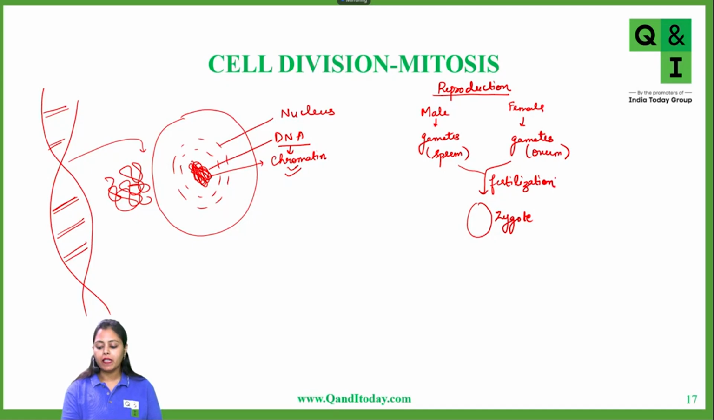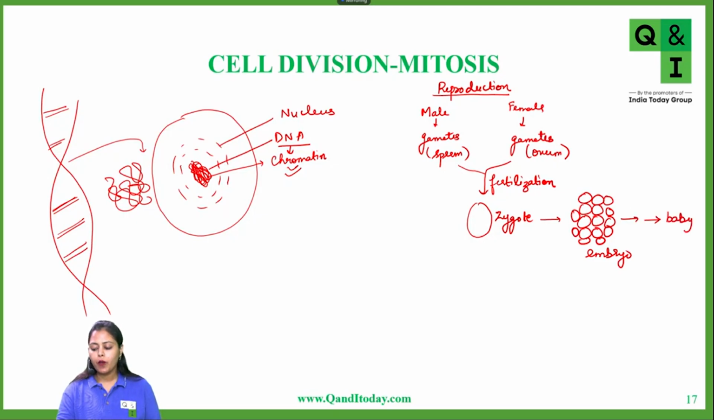Then finally, this zygote will divide to form a mass of cells. This mass of cells is called an embryo. And finally, from this embryo, development takes place and you have a complete baby, a complete fetus. So in this process where the male or the female is producing gametes, meiosis occurs.